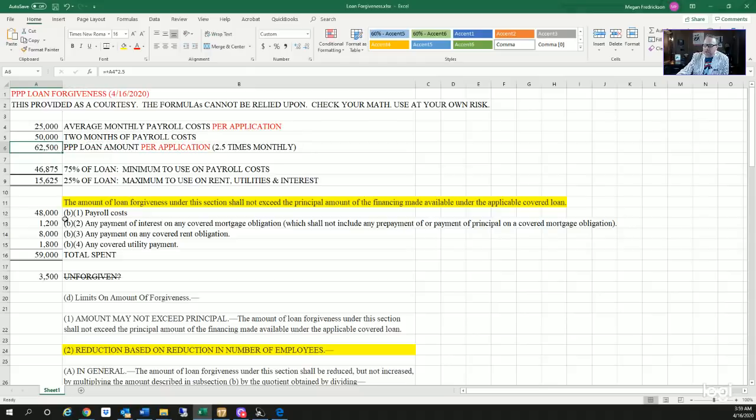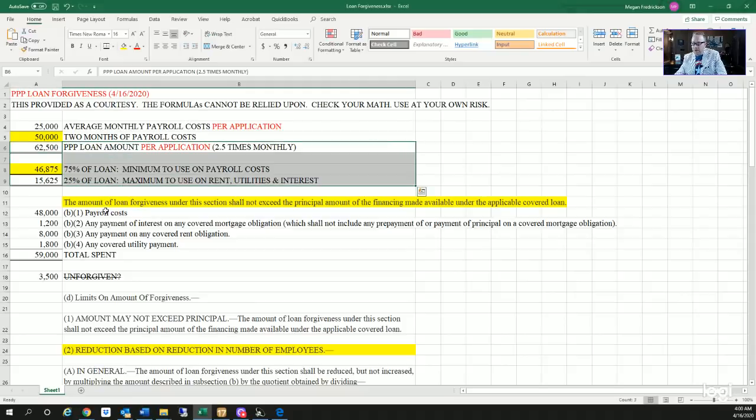So this person got 62.5, 75% of that is for payroll, and no more than 25% on rent, utilities, and interest. The first thing I want you to note is these two numbers. When you take this times 75%, it's 46 grand, which is less than 2 months of what was said to be the average payroll costs.